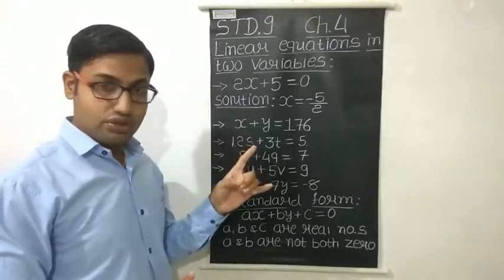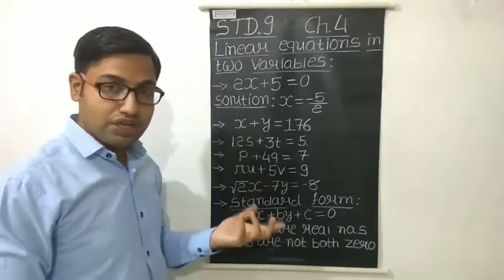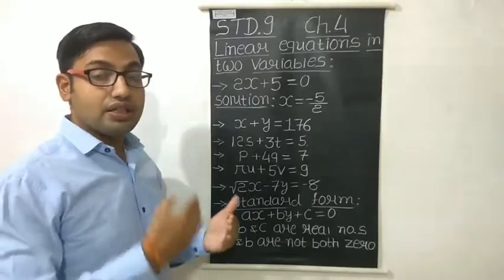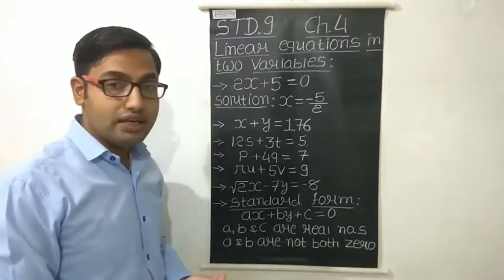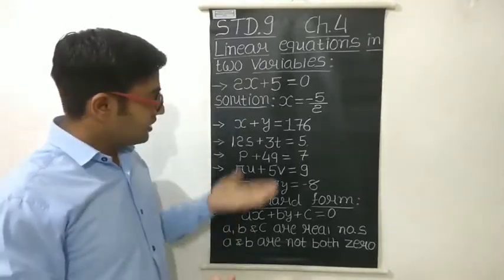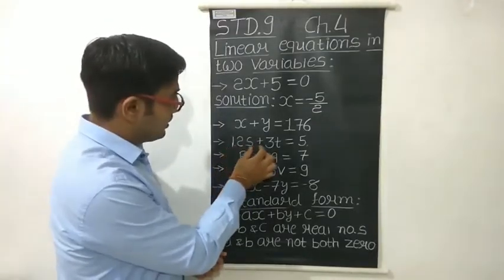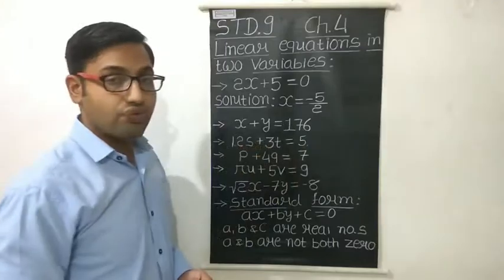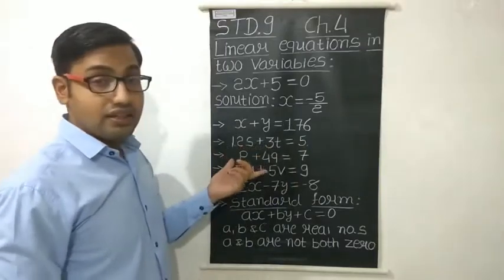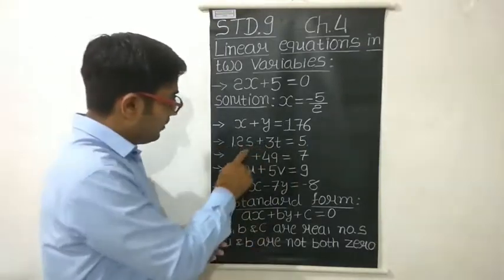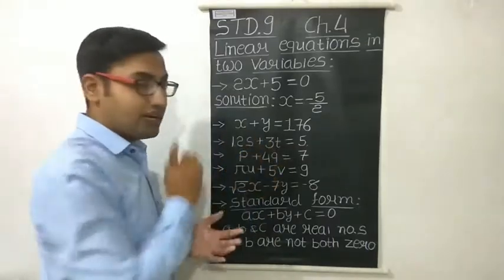So one of the practical situations that we have taken here is of the two batsmen. Now you can think about many linear equations in two variables. Let us see some examples. 1.2s plus 3t is equal to 5. Here the variables are different. One variable is s, the second one is t.